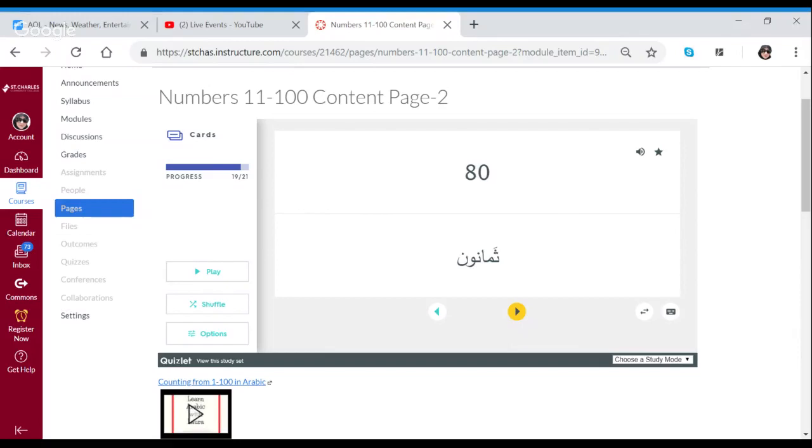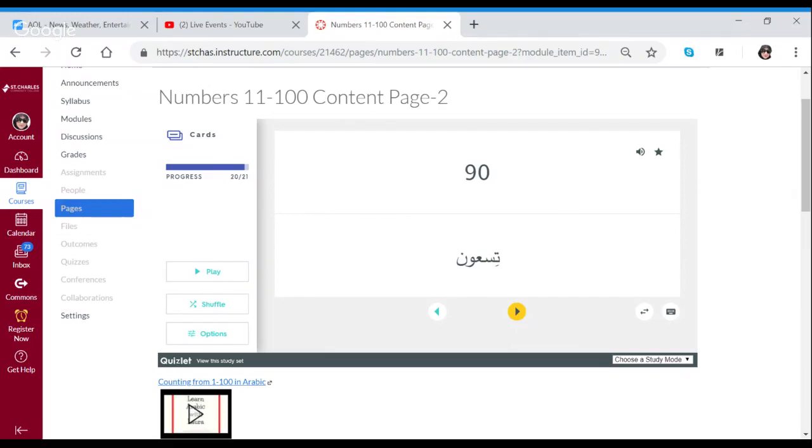Okay. And then we get to 90, which is Tisoun. Tisoun is 90. How do we say 91? Wahid wa Tisoun. 92. Ithnan wa Tisoun. 93. Thalatha wa Tisoun. 94. Arba wa Tisoun. 95. Khamsa wa Tisoun. Good. 96. Sita wa Tisoun. Good.